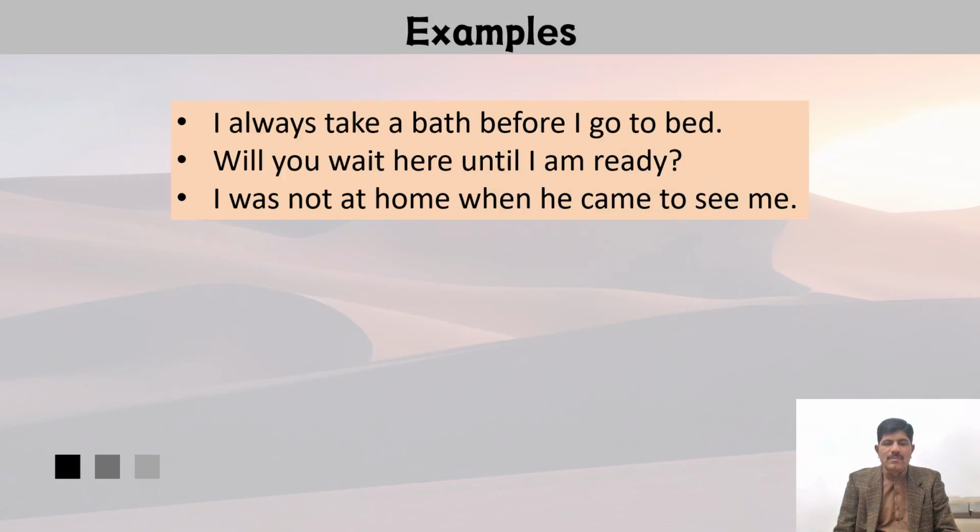Let's have some examples. For example, I always take a bath before I go to bed. So the indicator before defines that adverb clause of time begins here. Will you wait here until I'm ready? Until tells you that adverb clause of time begins here. I was not at home when he came to see me. So when indicates that when something happens. So this is an adverb clause of time.